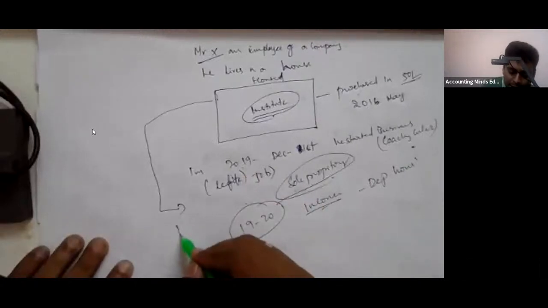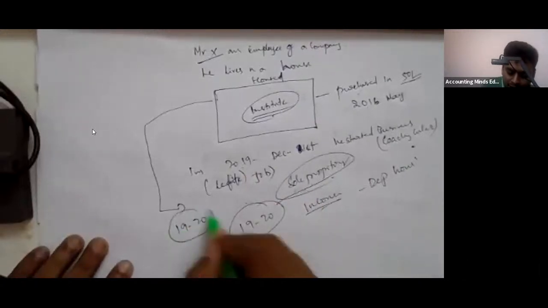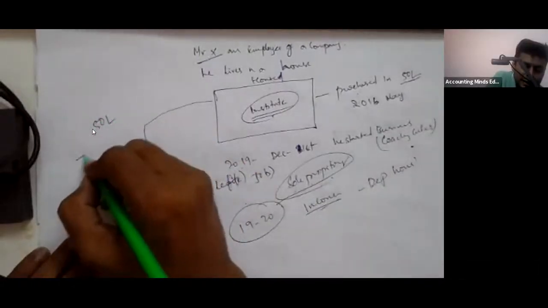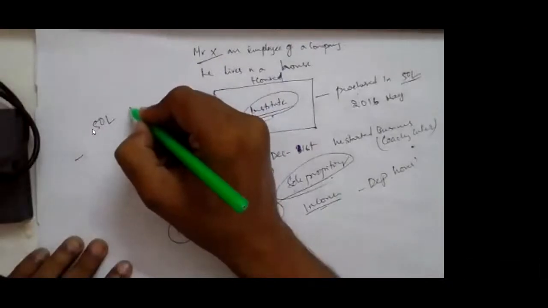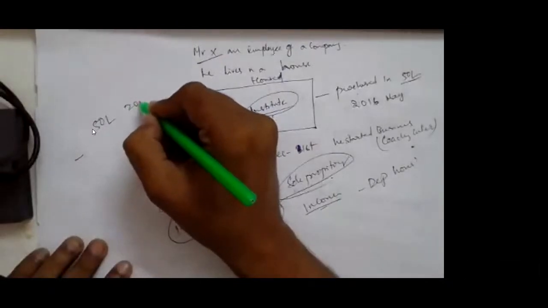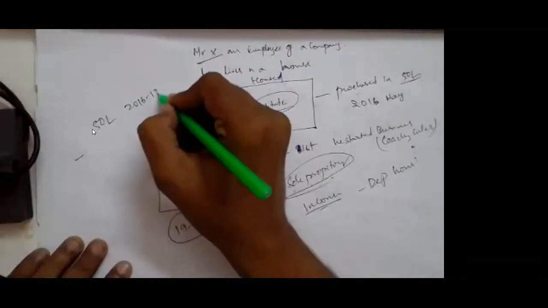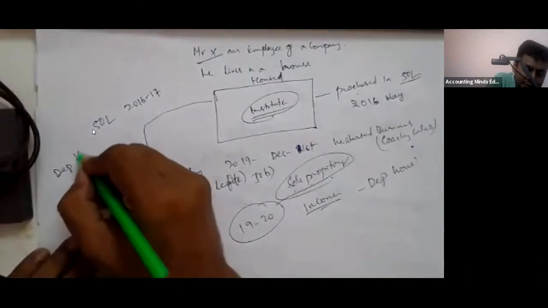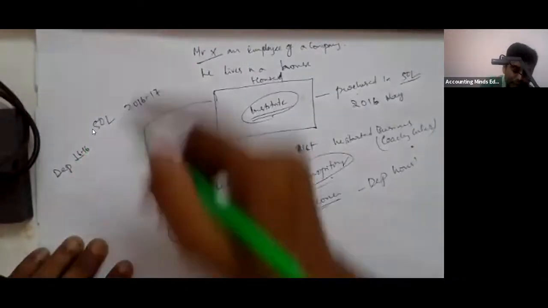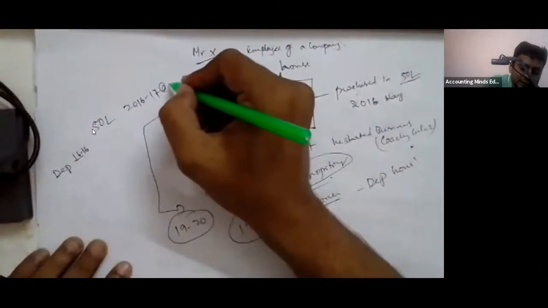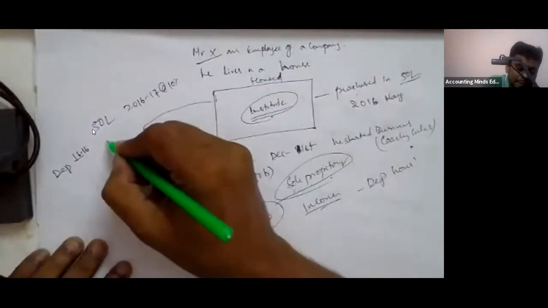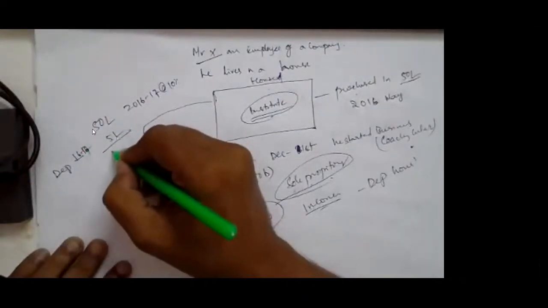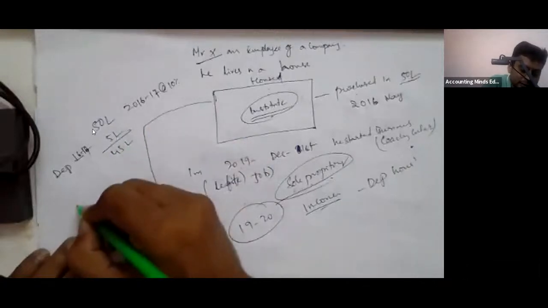For 2019-20, what is the value of the house? You have to find out. So 50 lakhs minus depreciation for which year? For 2016-17. Let us assume the rate of depreciation is 10%. So how much is that? 5 lakhs is the depreciation, so the WDV will be 45 lakhs.